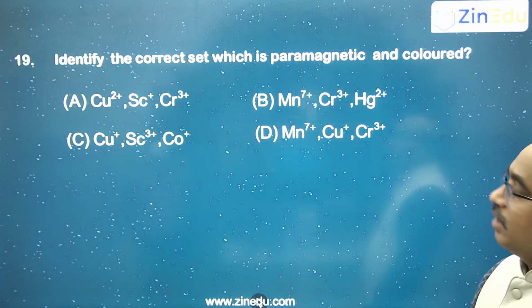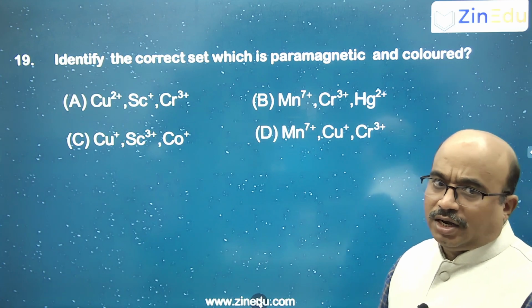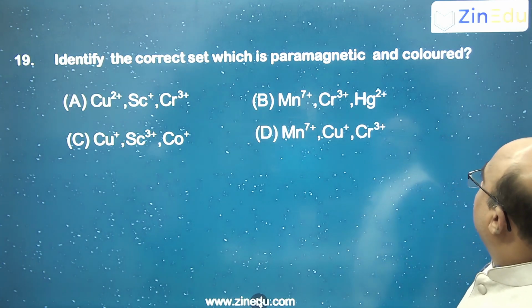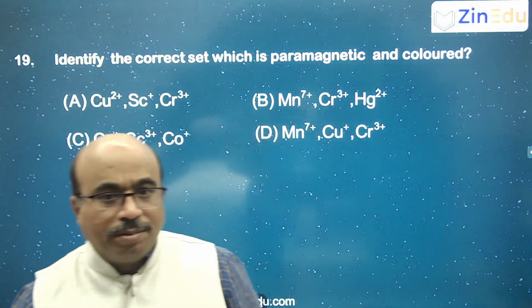Identify the correct set which is paramagnetic and colored. Whenever it is paramagnetic, then they generally will be colored because of unpaired electrons. So which have unpaired electrons here?